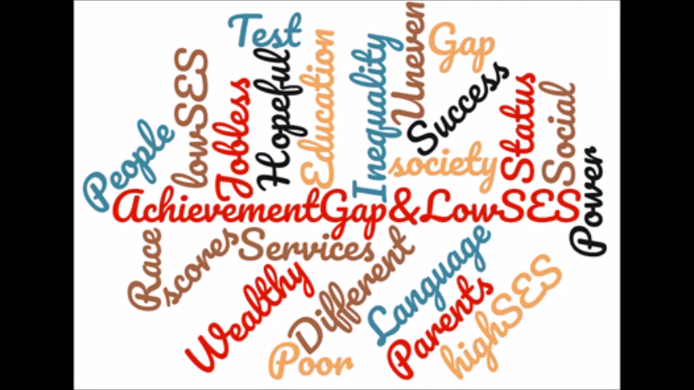Socioeconomic status is the social standing or class of an individual or group. It is often measured as a combination of education, income, and occupation. Socioeconomic status is often simply referred to as SES. In other words, socioeconomic status is an individual's social standing. For students, it is measured as a combination of their parents' education, income, and occupation.